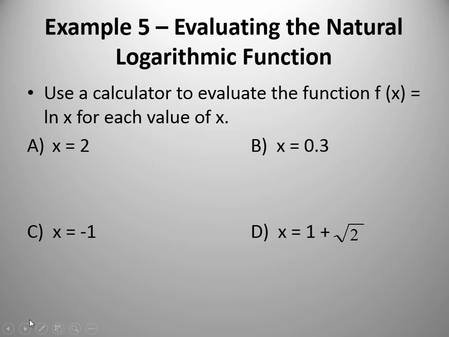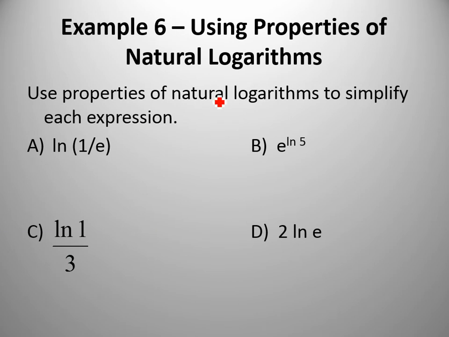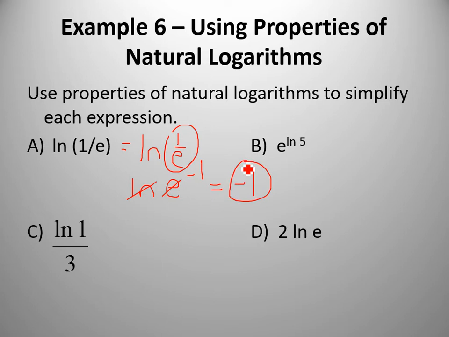So let's move to the next example, and this has more to do with the properties. The question says, use the properties of natural logarithms to simplify each expression. If I have the natural log of 1 over the natural base, remember that I can rewrite this as the natural log of the natural base to the negative 1. Anytime you couple the natural base with the natural log, those are going to cancel each other out, and what I'm left with here is just an answer of negative 1. This is actually something you could just type right into your calculator and get the answer. So that's part A.